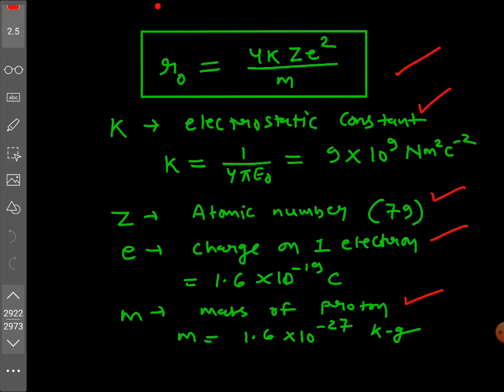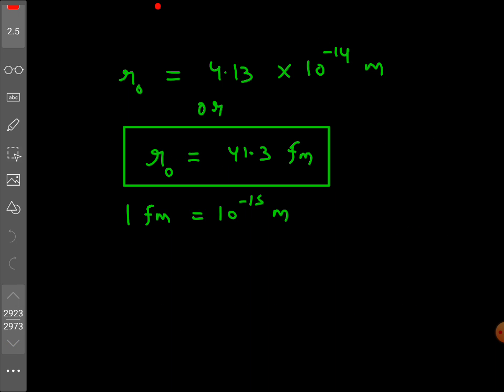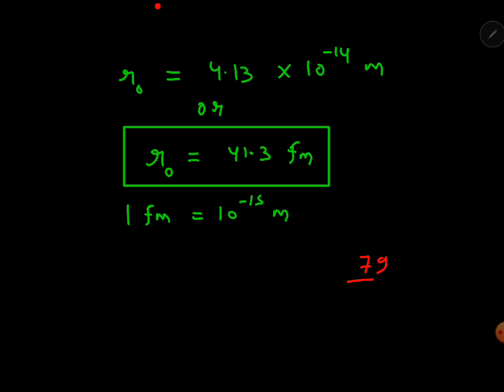Z is the atomic number, e is the charge on one electron, and m is the mass of the alpha particle. All the values we can put here, and for gold we can take Z equal to 79, and through the calculation we get about 4.13 into 10 to the power minus 14 meter, or we can say 41.3 Fermi. We know that 1 Fermi is equal to 10 to the power minus 15 meter. So the size is much greater than the sum of the sizes of the nucleus of helium and gold.